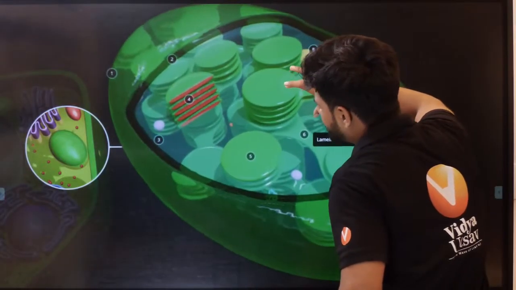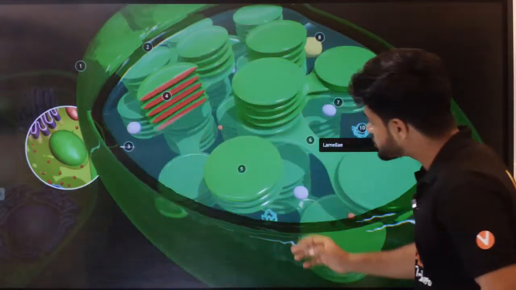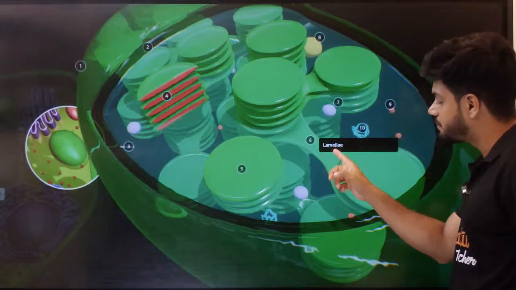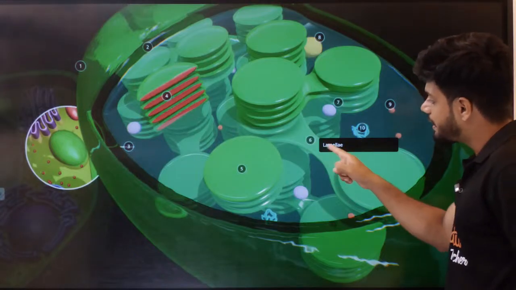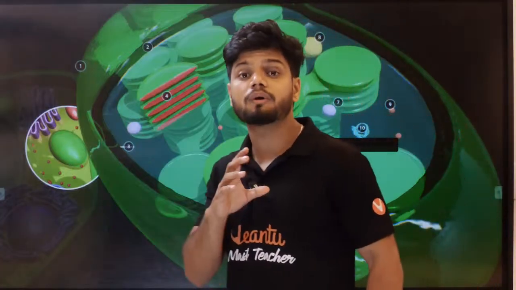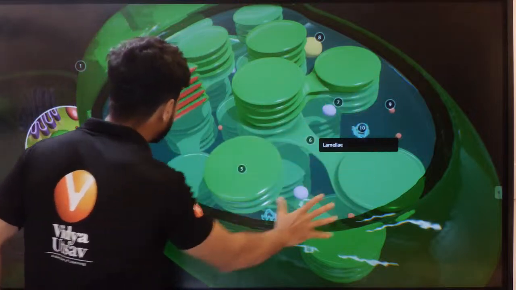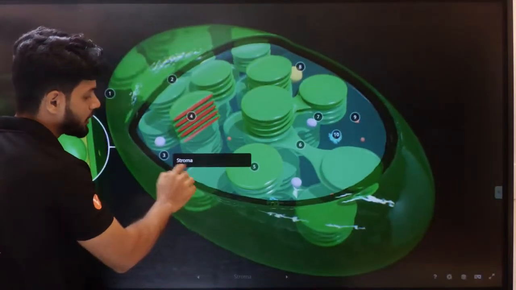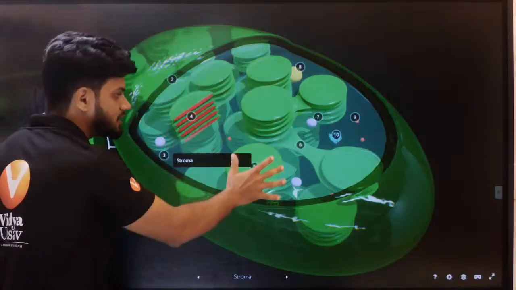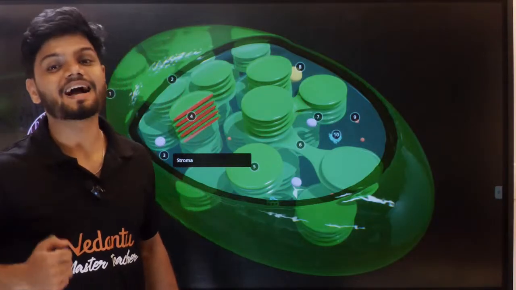Now, you might be wondering, students, where does the light reaction happen and where does the dark reaction happen? The entire light reaction happens in the thylakoid and the stromal lamellae, granal lamellae. On this lamellae and this thylakoid grana, the light reaction happens. Now, what about the dark reaction, students? The dark reaction actually happens in the entire stroma here. The stroma is the matrix here. So, in that matrix, the entire dark reaction happens.